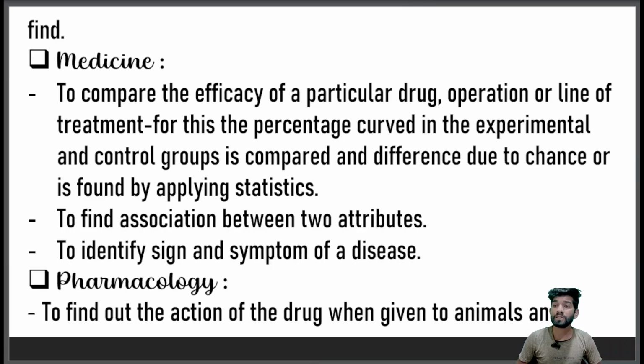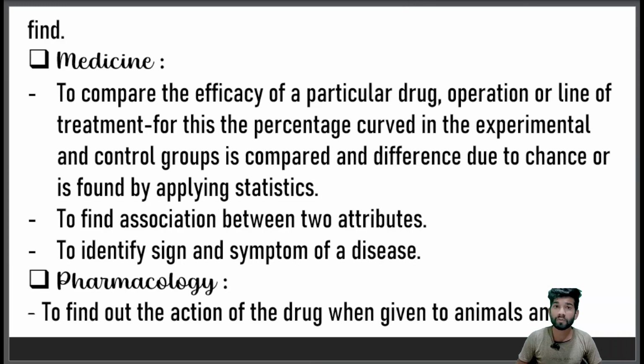For this, the percentage cured in the experimental and control groups is compared, and the difference due to chance or otherwise is found by applying statistics. So we can compare the efficacy of particular drugs, operation or line of treatment. Are they effective or not? We are giving the treatment to the patient, but is it showing its effect or not?